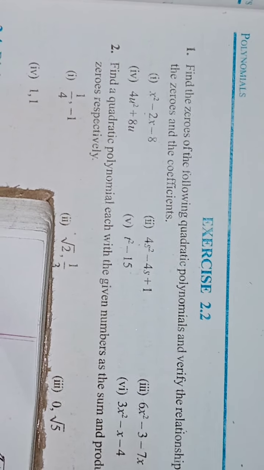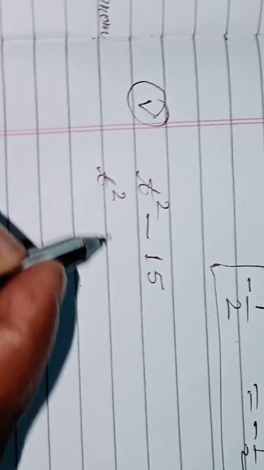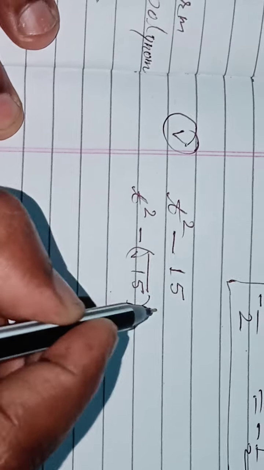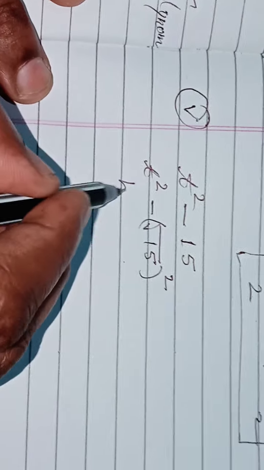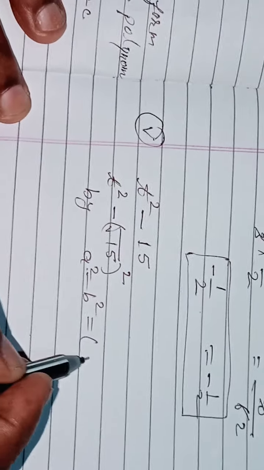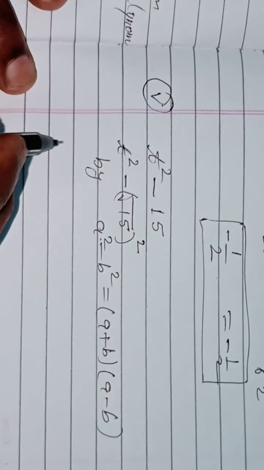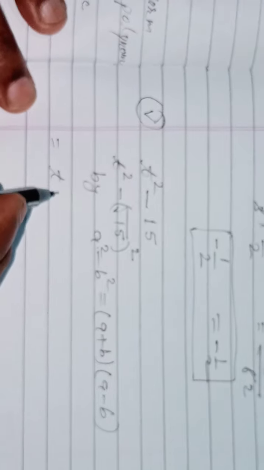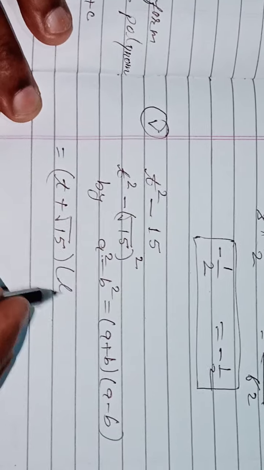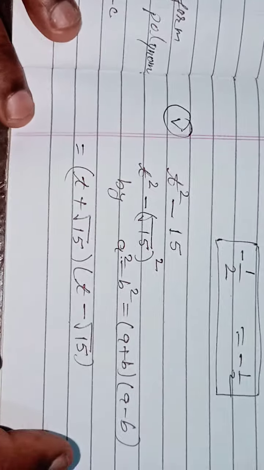t square minus 15 can be written as t square minus square root 15 whole square, by a square minus b square is equal to a plus b into a minus b. We can write it t plus square root 15 into t minus square root 15. So there are two zeros.